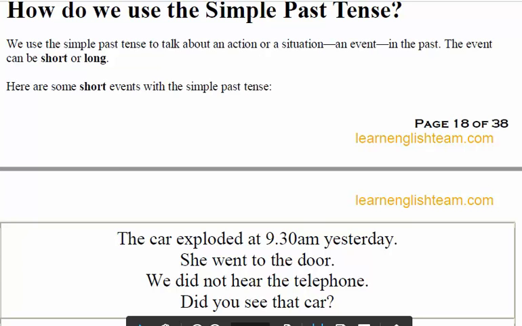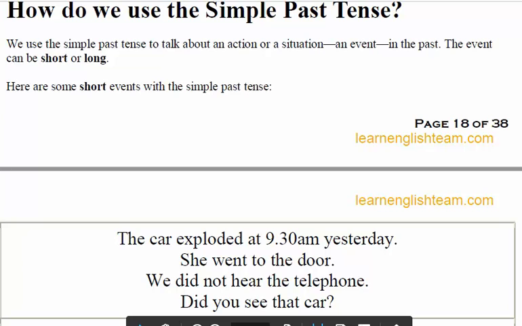She went to the door. Went, second form. We did not hear the telephone. Did not hear. Did you see the car? So there is the second form, or you can say the past form. This is also past form. This is the auxiliary verb which is used along with the negation, and this is the interrogative. This is also the auxiliary verb did along with the negation, and the first form see and hear are used along with the did.